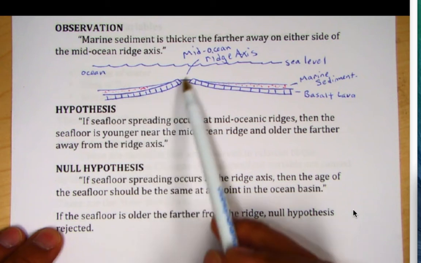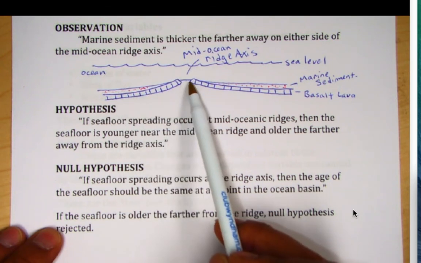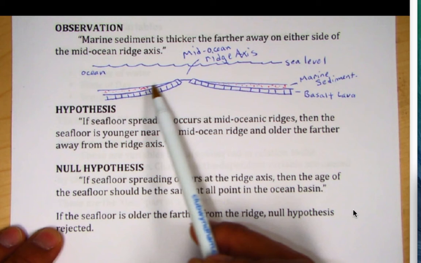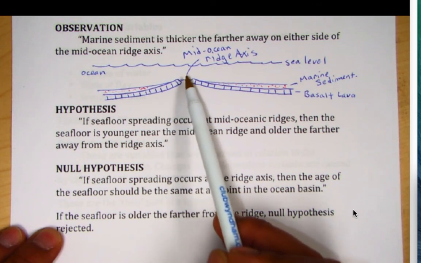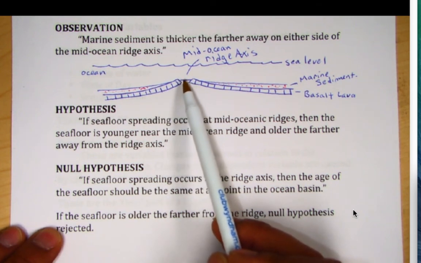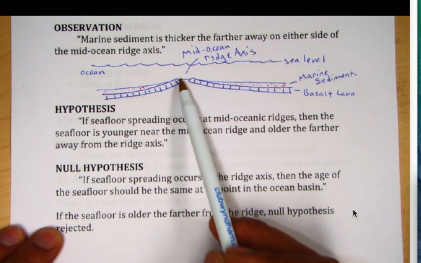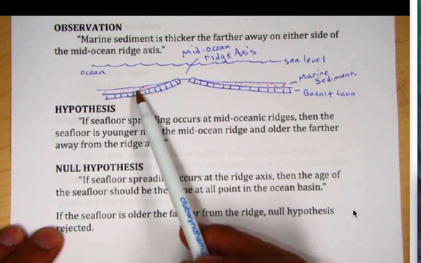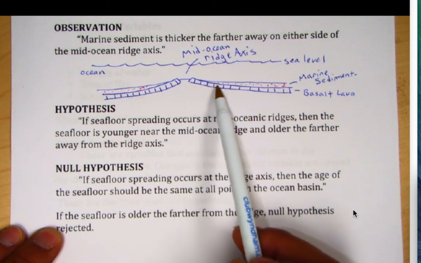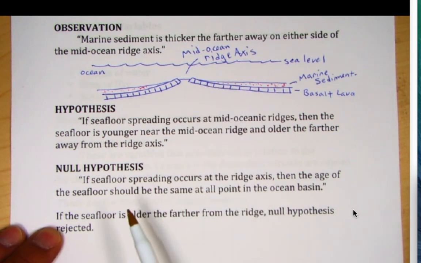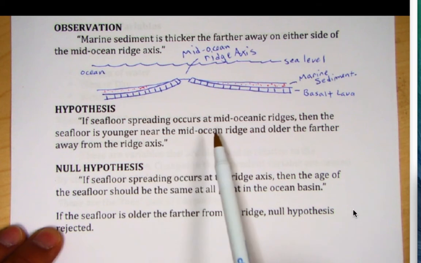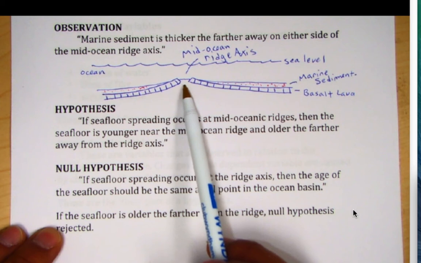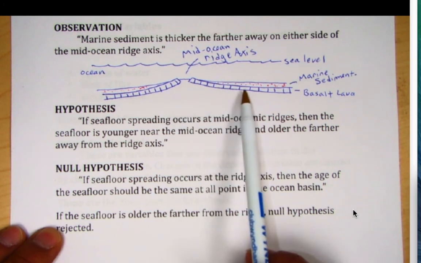So here's the mid-oceanic ridge, and the ridge is higher above the seafloor because there's actually magma that erupts there, lava that erupts there, so it has a thermal buoyancy. That's why it's higher. But we find that there's very little to no sediment at the ridge axis. When we go farther away from the ridge, in either direction, we see that the sediment gets thicker. So the hypothesis here is that if seafloor spreading is occurring, then the age of the seafloor must be younger at the ridge and older the farther away you get.